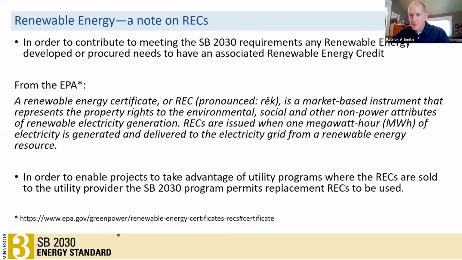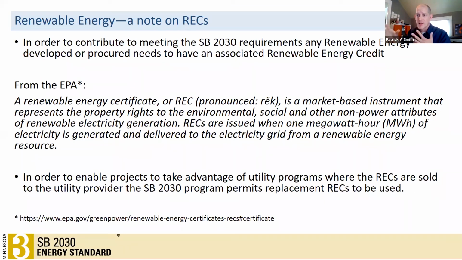We understand that some projects may want to avail themselves of utility programs that assist in the procurement, the development of renewable energy, but those programs also include the sale of those renewable energy credits to the utility. That's permissible under the program and permissible to account for on-site measures as long as you replace those RECs. Those RECs can sometimes be replaced at a lower cost than you sold them for.